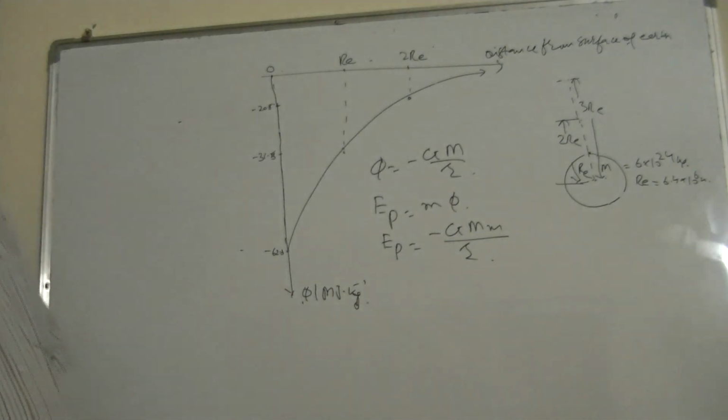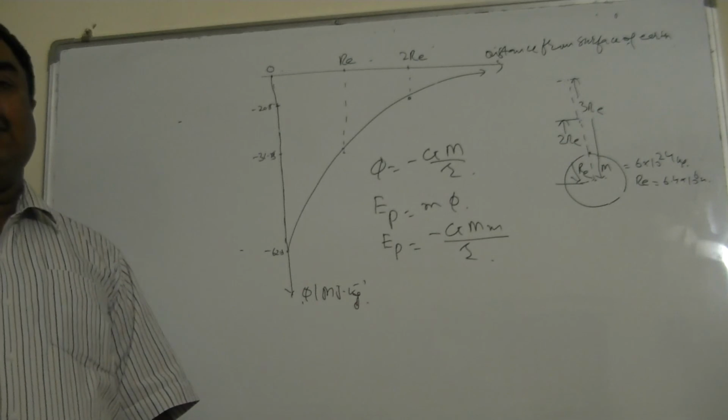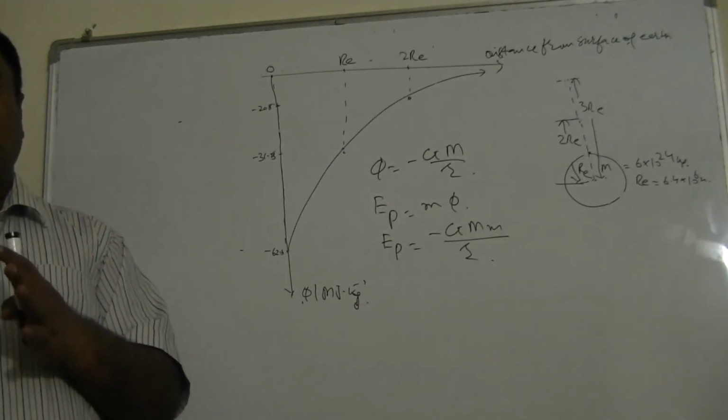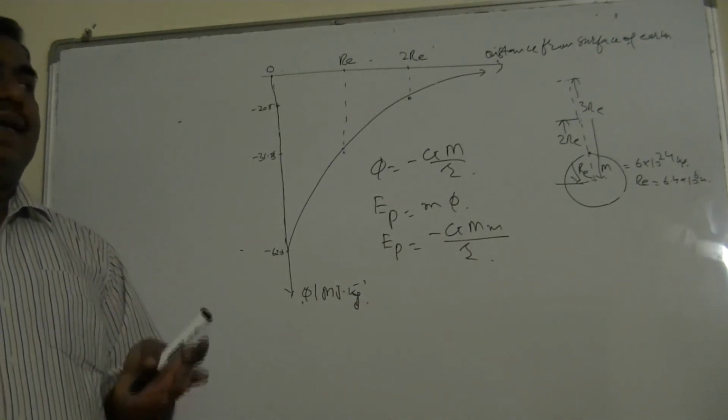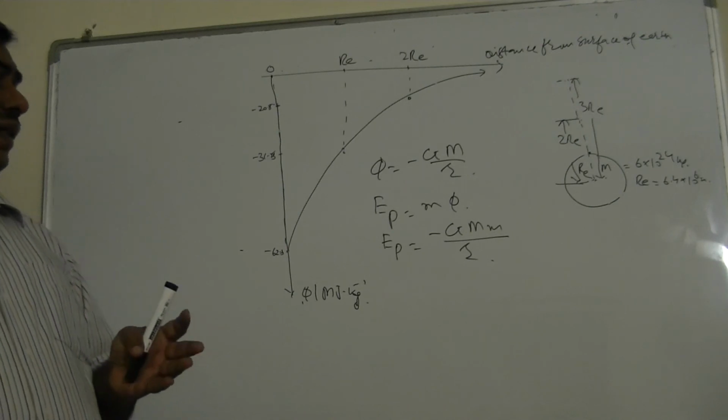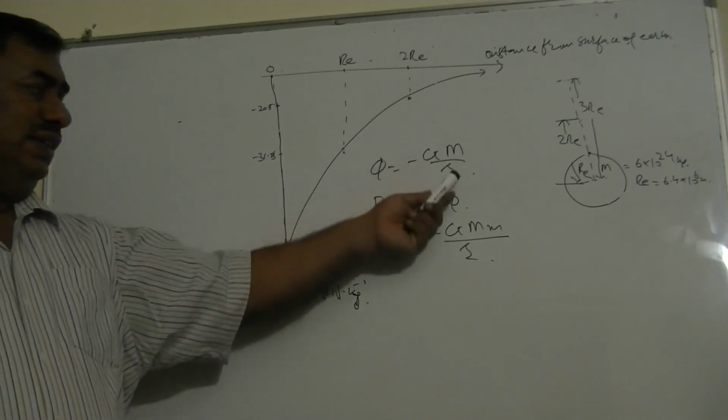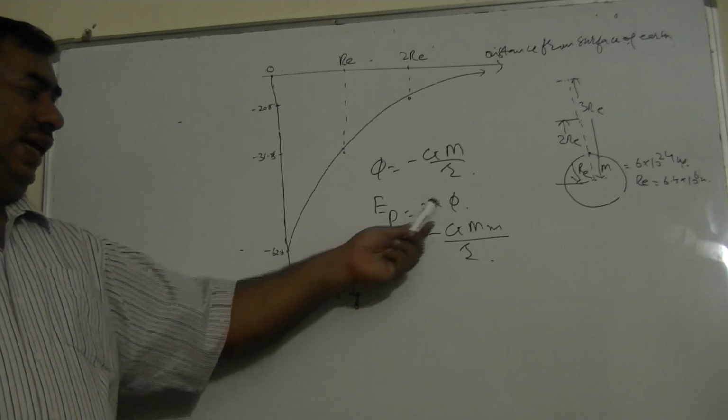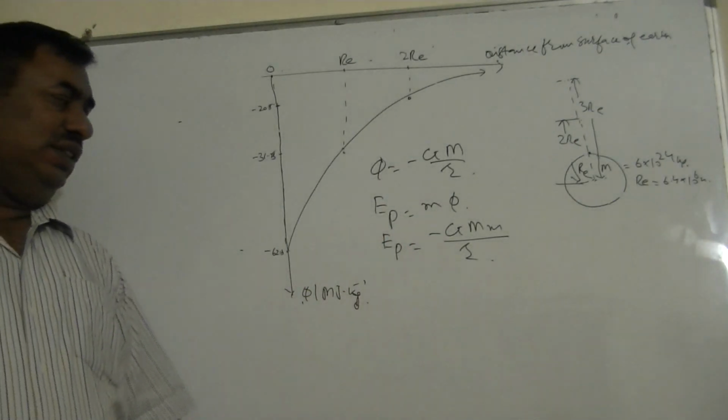So that's the case, and we define gravitational potential always as work done per unit mass. Its SI unit is joule per kg, and its formula is phi is equal to minus GM upon r, and the potential energy formula is m phi, or minus GMm upon r.